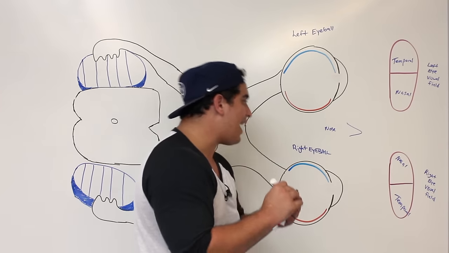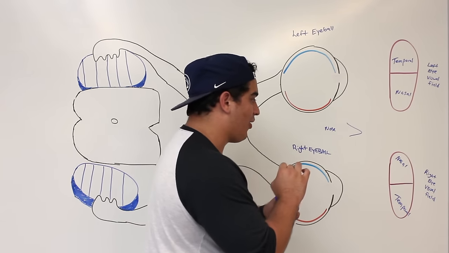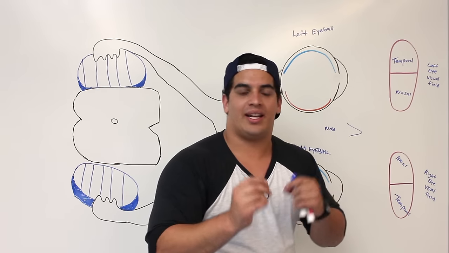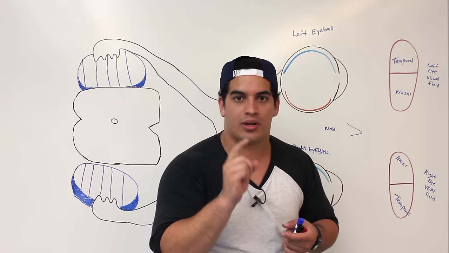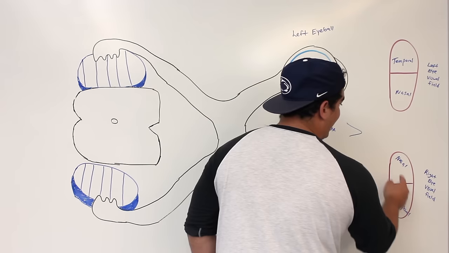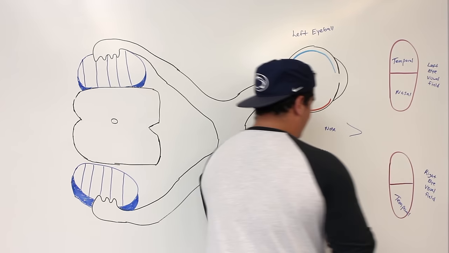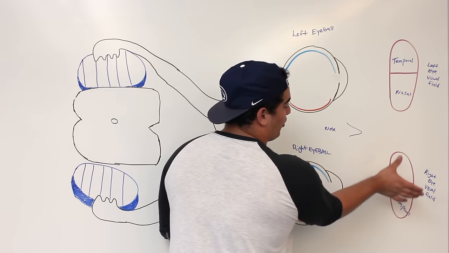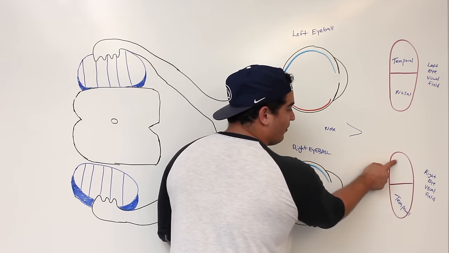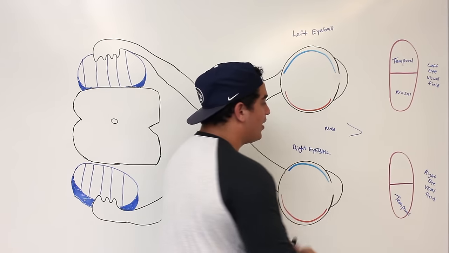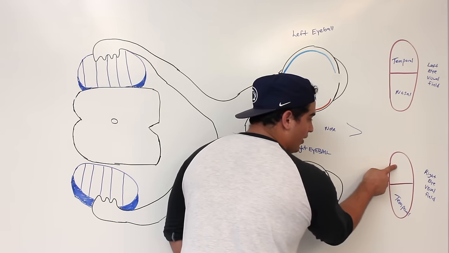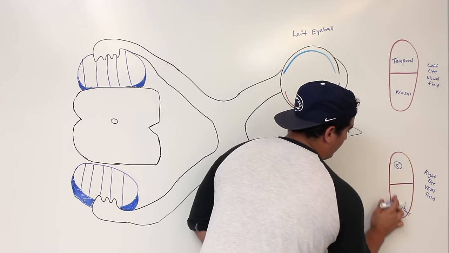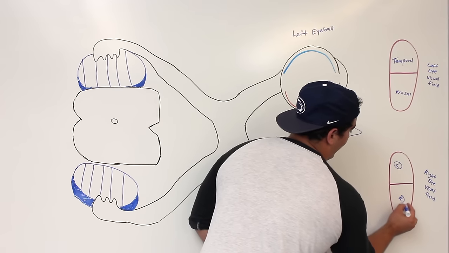Now, to make it easy, these words nasal and temporal are going to get interchanged a lot, so I do not want to confuse you guys. Since this is the right eye, this is what gets confusing: the right eye has a left visual field and a right visual field. So we're going to say this is the left visual field, and this is the right visual field.